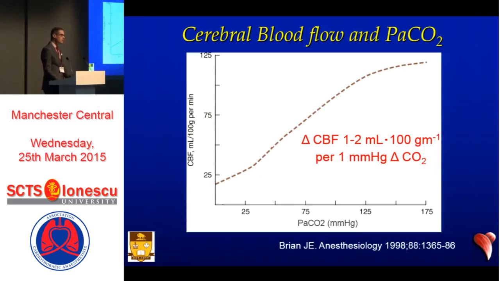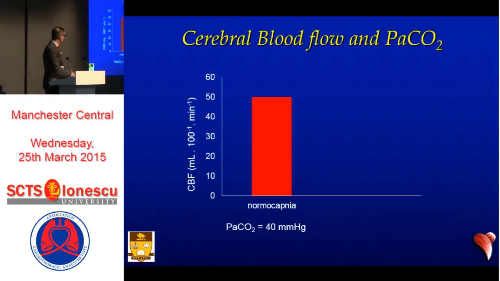Optimizing the CO2. We know that there's a very distinct linear relationship between the partial pressure of carbon dioxide and cerebral blood flow. In fact, for every millimeter of mercury increase in carbon dioxide, cerebral blood flow increases by 1 to 2 mL per 100 grams. This is a very important point, and I think it's sometimes under-recognized in how we manage some of these patients. Normal cerebral blood flow is around 50 mL per 100 grams of tissue per minute in the normocapnic patient.